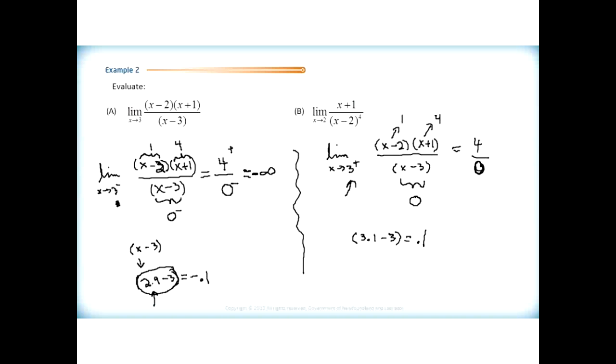And no matter how close I make this to 3, as long as I'm approaching from the right and those numbers are slightly bigger than 3, I know that I'm going to approach 0, but it's going to be through positive numbers. So I'm going to get 4 divided by numbers that are getting really, really small, but staying positive. So what happens is the overall value of that fraction gets really big, and it approaches positive infinity. So for our first example here, since we approach negative infinity from the left, positive infinity from the right, we would say for the first one that the limit does not exist. Okay? So that's our story on that first example.